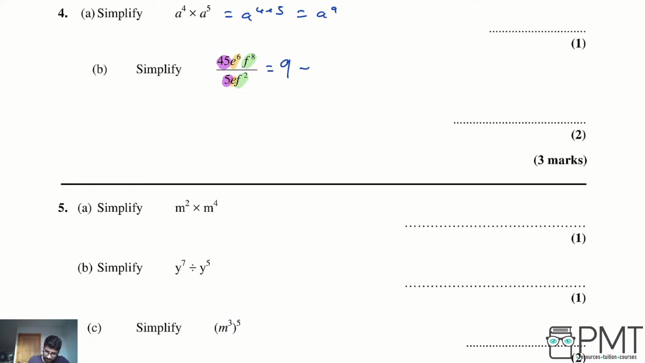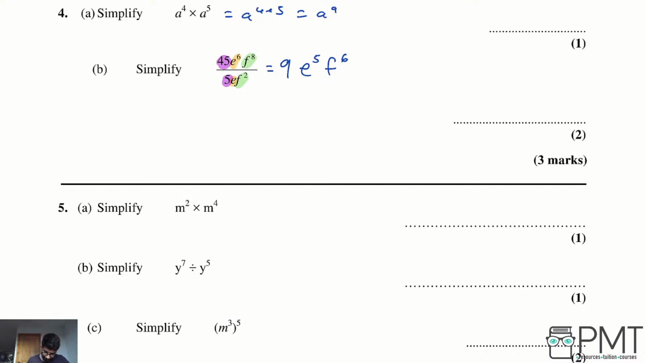And then e to the 5, f to the 6. So I got this because I did e to the 6 minus 1 and then f to the 8 minus 2. Let me know who agrees with 4. Then I will do 5 and then we're gonna move to a bit different ones.